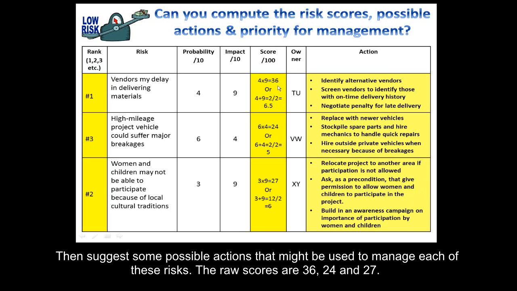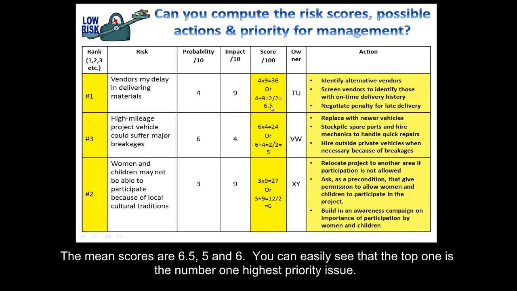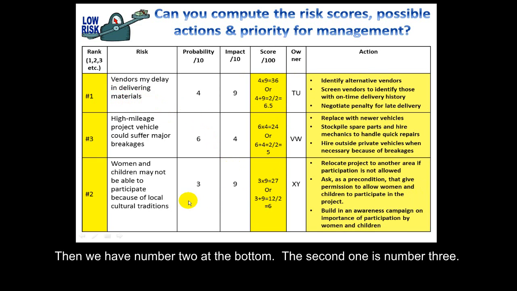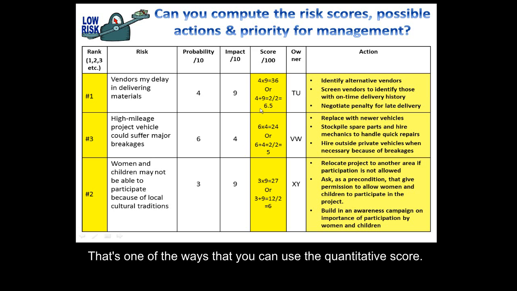The raw scores are 36, 24, 27. The mean scores are 6.5, 5, and 6, so you can easily see that this top one is the number one highest priority issue, and then we have number two at the bottom, and the second one is number three. So that's one of the ways that you can use the quantitative scores.